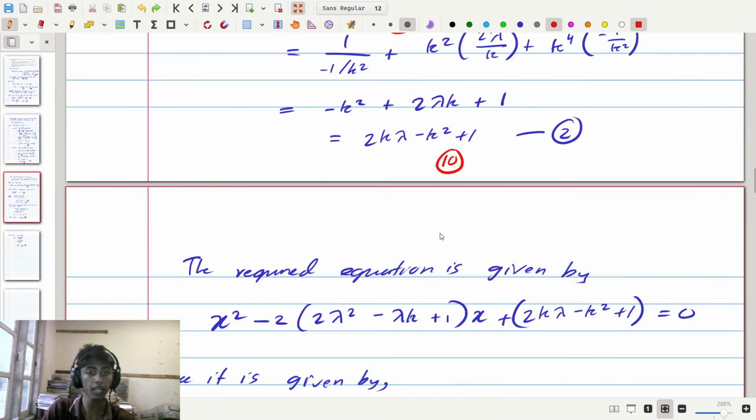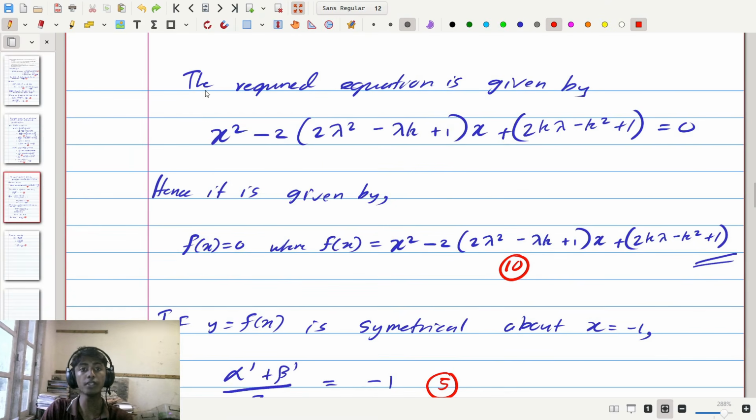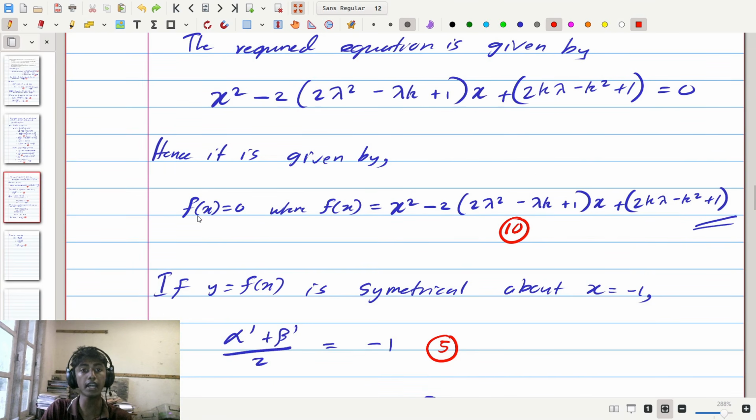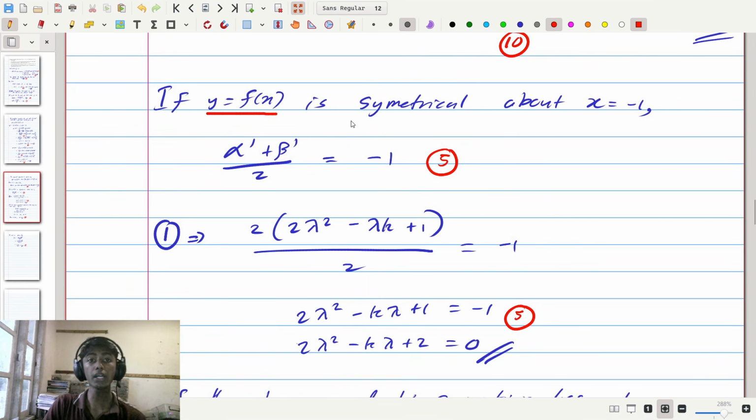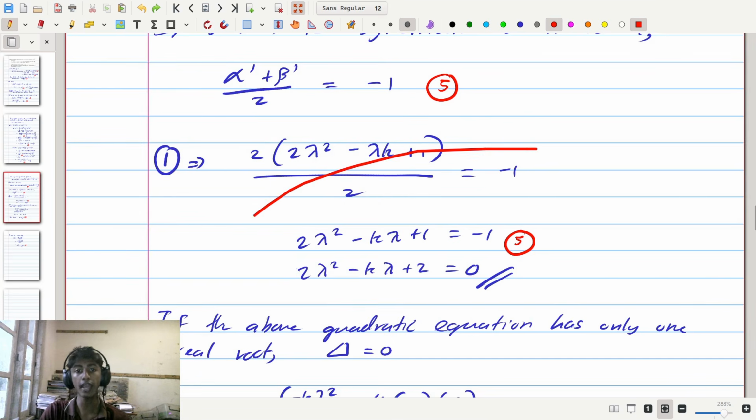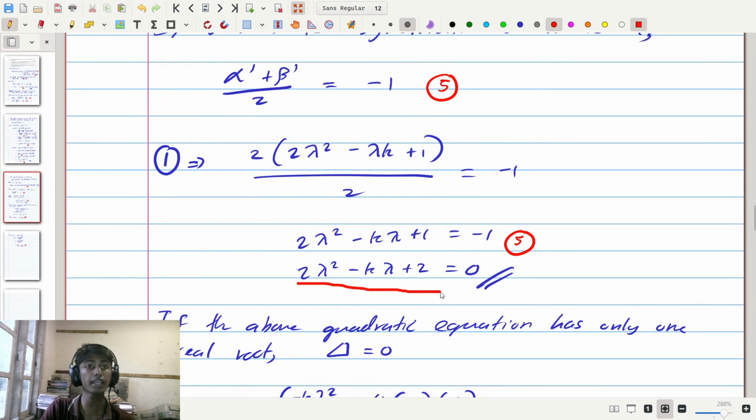Now after that, in the next part, when you get this required equation and write it as f(x) equals 0, where f(x) is this whole expression right here, writing it correctly with all of the terms, the x squared term, the x term, and the constant term correctly, gets you 10 marks. Now after that, when you use the fact that y equals f(x) is symmetrical about x equals negative 1 to say that alpha dash plus beta dash divided by 2 is equal to negative 1, this gets you 5 marks. After that, when you substitute in and rearrange and get the quadratic equation that they gave in the question, like so, you get another 5 marks.